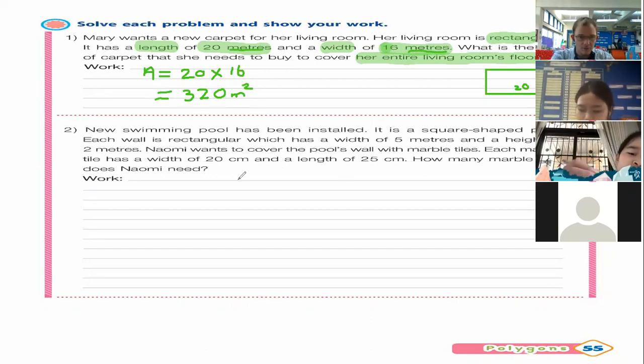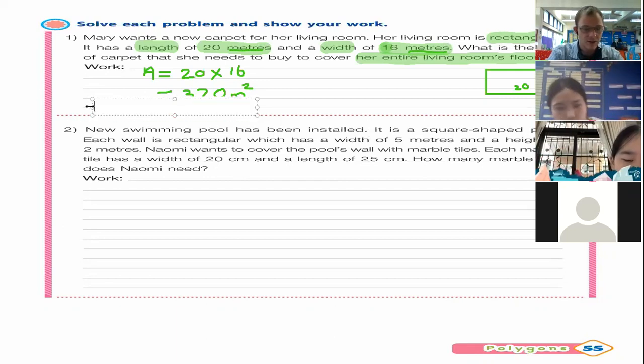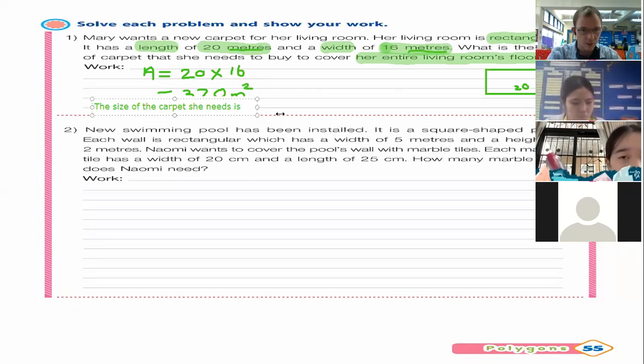So how do we do it? We look at the question. We don't have to use our own words. We can look at the question, then answer the question. So what is the size of the carpet that she needs? The size of the carpet she needs is, and then we write our answer, 320 square meters.